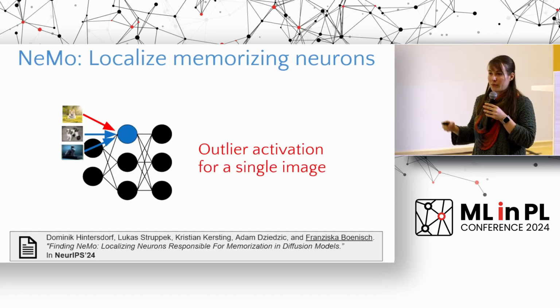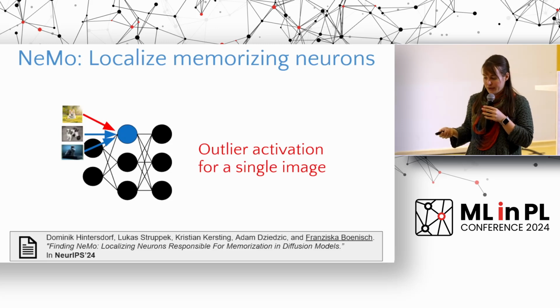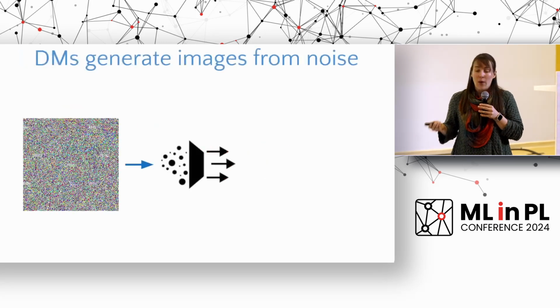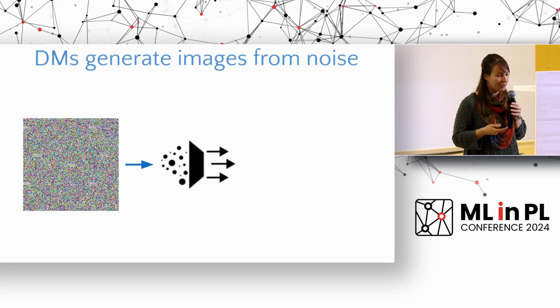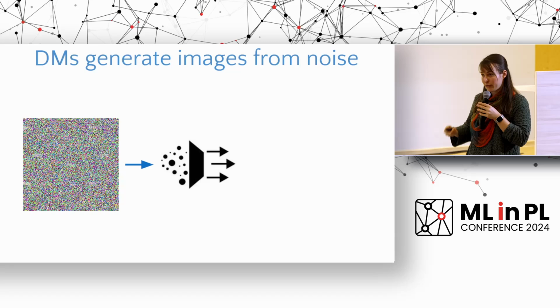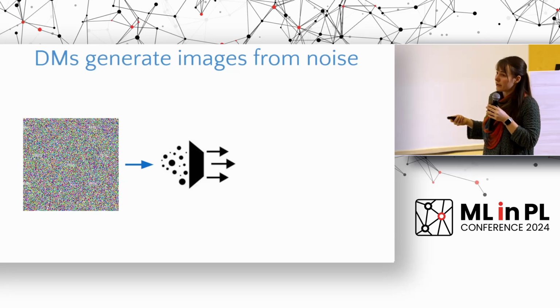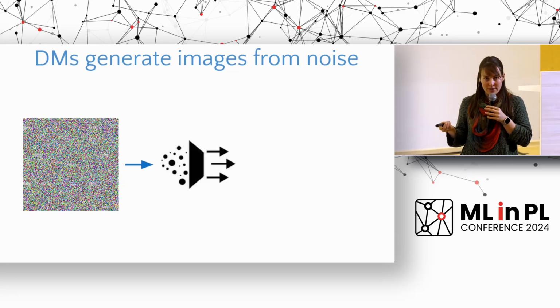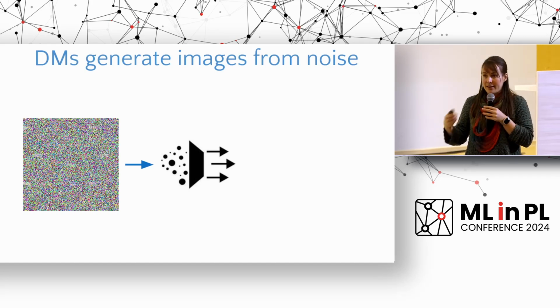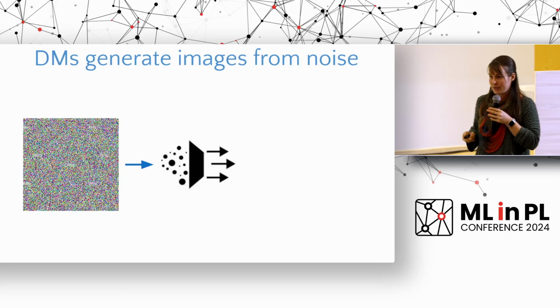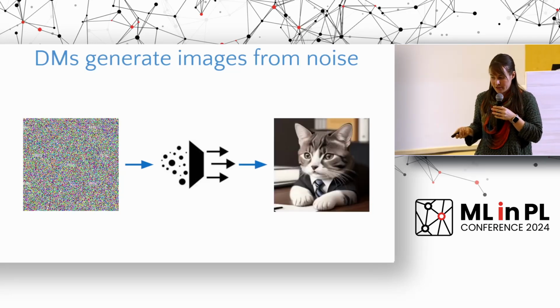So let me walk you through how we can identify such neurons. Therefore, we will start with a short excursion on the background of diffusion models. What diffusion models do at their core is that you give them some random noise and a text prompt such that the model knows what to generate, and then the model denoises this noise to generate an output image.